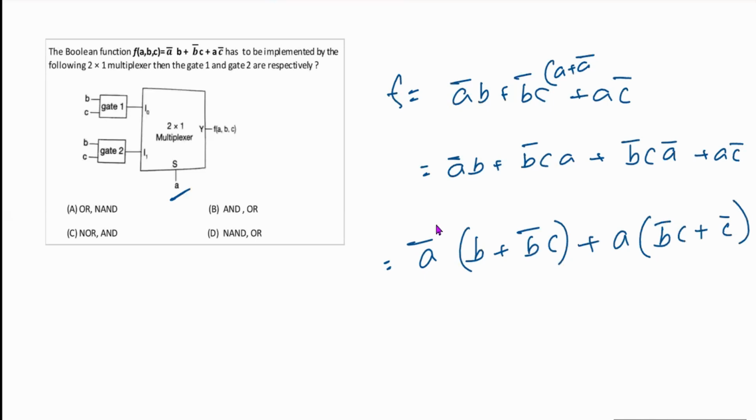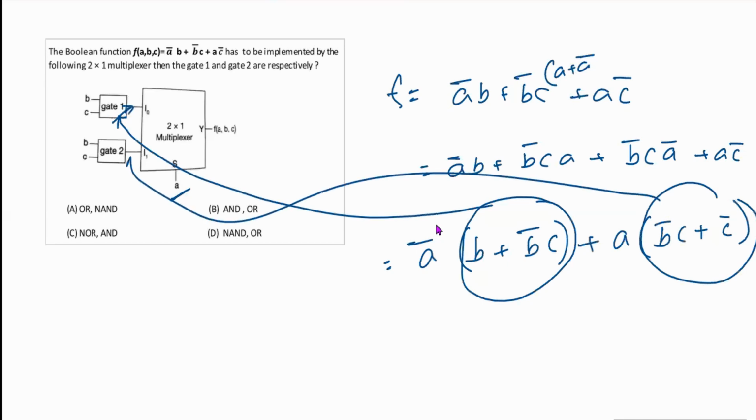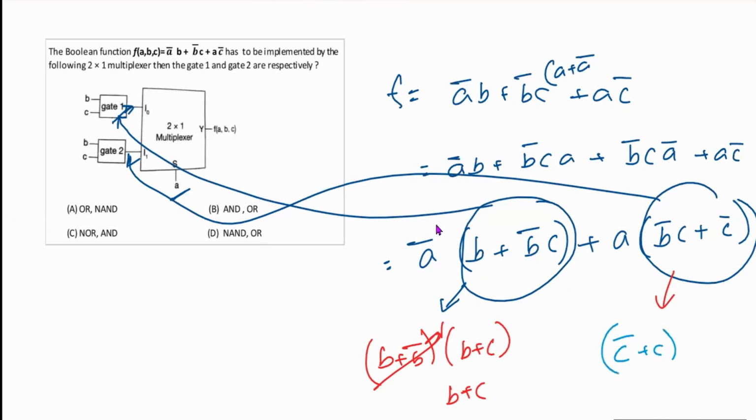So this is nothing but the value I'm getting at the I0 point, and this is nothing but the value I'm getting at the I1 point. I need to simplify this. If I simplify this further, this is b plus b bar into b plus c, that is 1, that is b plus c. And if I simplify the other one, this is c bar plus c and c bar plus b bar, so this is nothing but c bar plus b bar, or I can say c dot b whole bar.